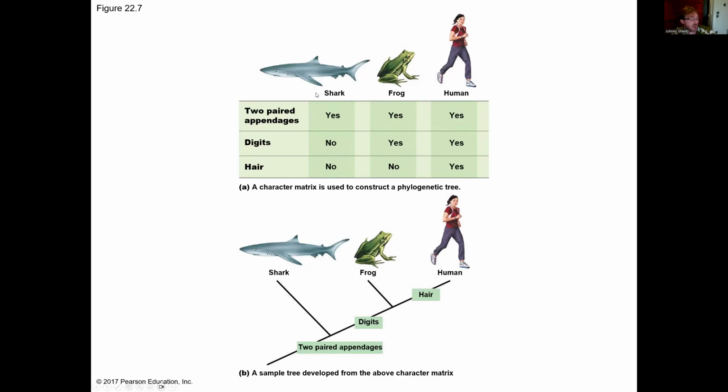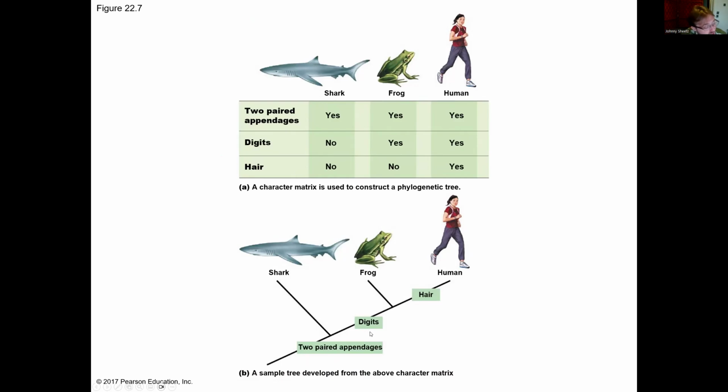Each of these has two paired appendages. Only frogs and humans have digits, and only humans have hair. So we now have three traits, which we can see as divergent periods in the evolutionary history of these animals. First divergent period, development of two paired appendages. Sharks are out. They did not develop two paired appendages. And so our lineage, the tetrapods, continued on.